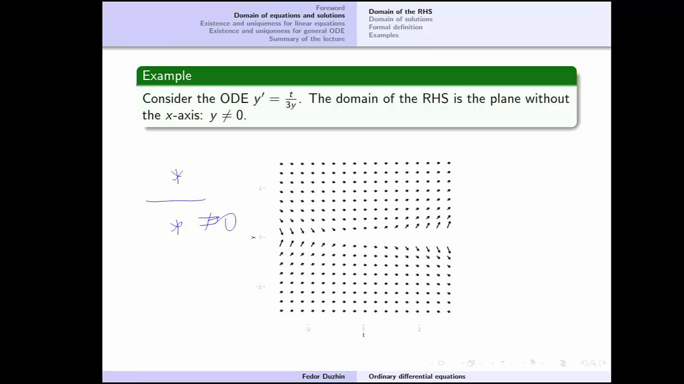Or geometrically, it's the combination of two open planes. One of them is y positive, the other is y negative. So you can think of this as the union of two half planes.